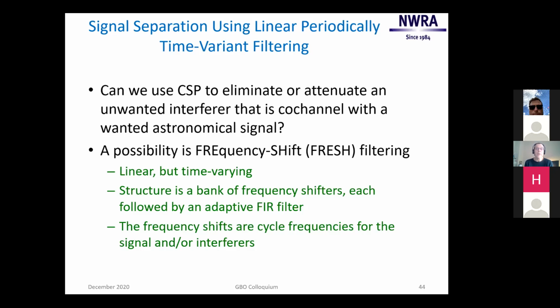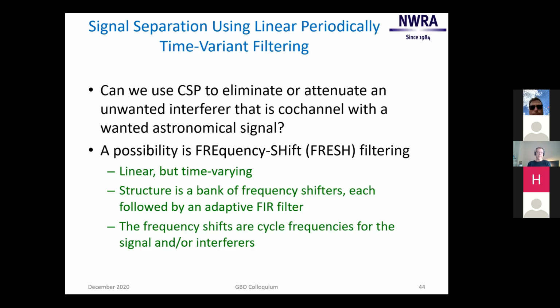If you have an array, you can try to steer a null towards each terrestrial interferer that's causing you problems in that band. But let's assume we don't have an array. We just have a single sensor. Can we use CSP to attenuate these man-made signals, revealing the natural signal underneath? And I think it's possible, but it's going to require some research and development. And so this is the idea of frequency shift filtering, which you can look up in the literature. It's a class of linear filters, but they're periodically time varying, so they're not time invariant.